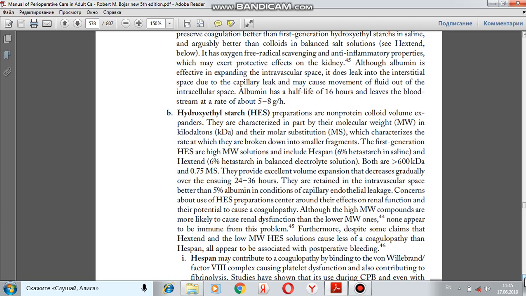Furthermore, despite some claims that Hextend and the low molecular weight hydroxyethyl starch solutions can cause less of a coagulopathy than Hespan, all appear to be associated with postoperative bleeding. Hespan may contribute to a coagulopathy by binding to the von Willebrand factor VIII complex, causing platelet dysfunction and also contributing to fibrinolysis.